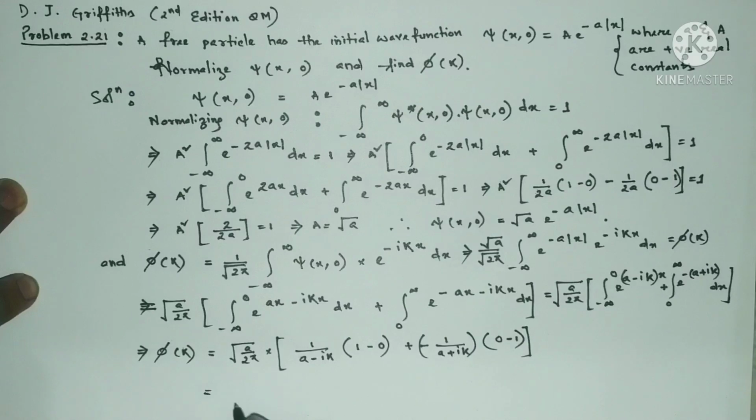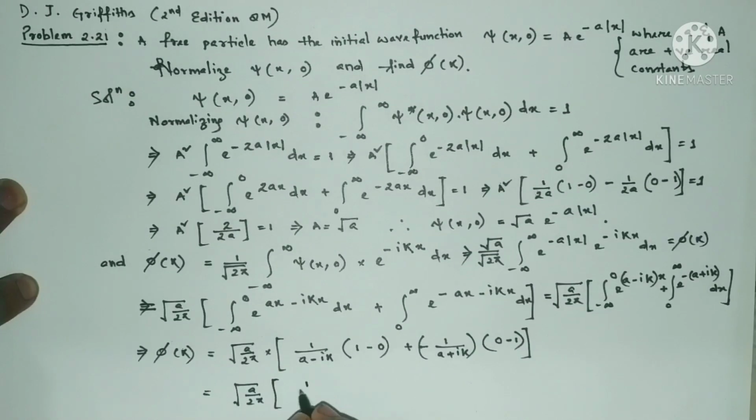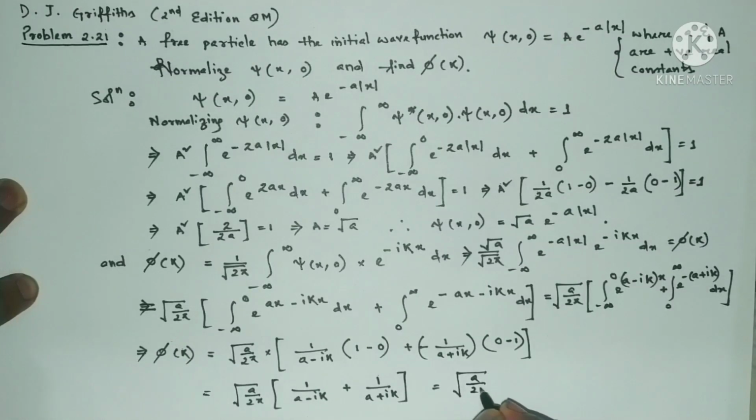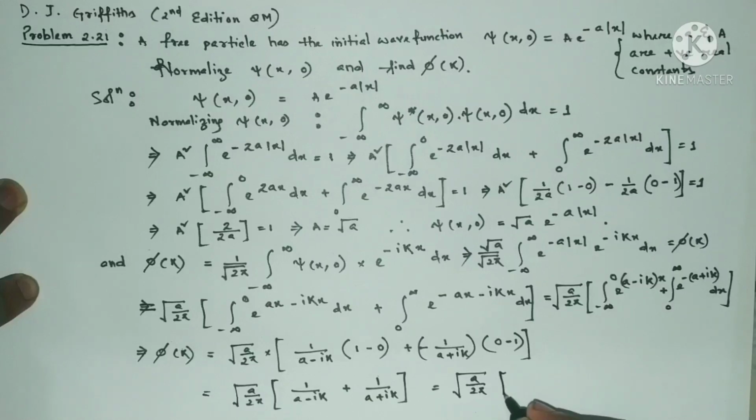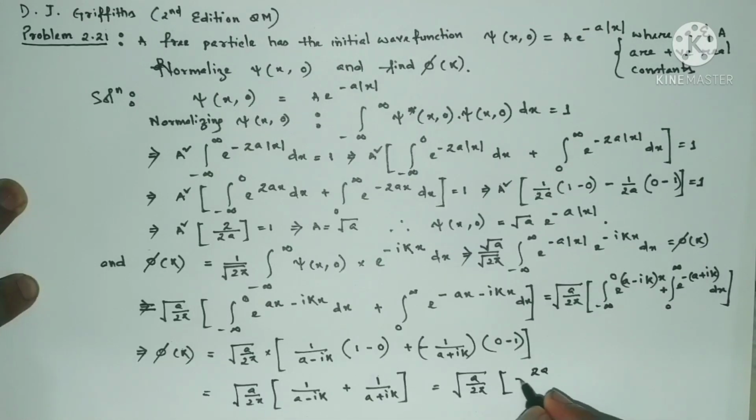so this will give you under root a by 2 pi, you are left with 1 by a minus i k, here will be plus 1 by a plus i k. So finally you will be left with under root a by 2 pi; here a plus i k, here a minus i k, so the i k would cancel, you will be left with 2a divided by a square plus k square.